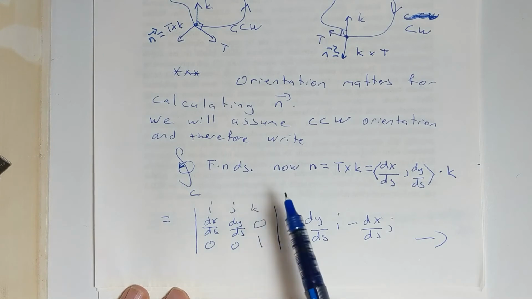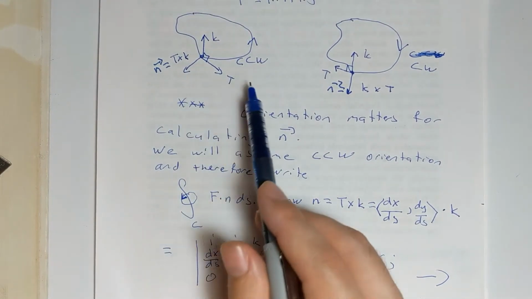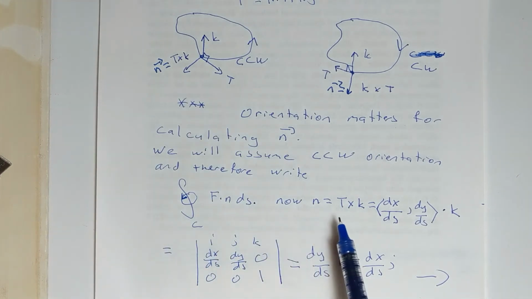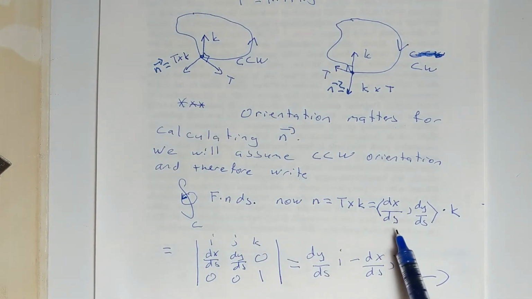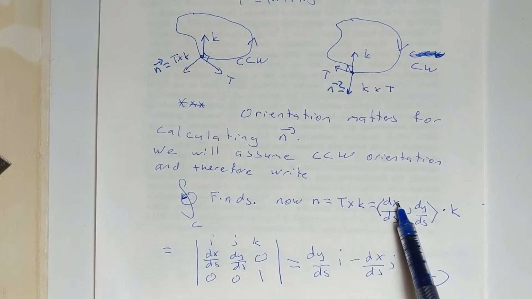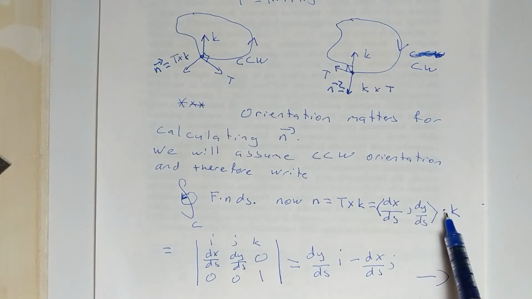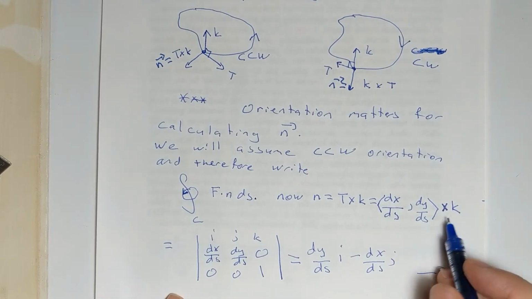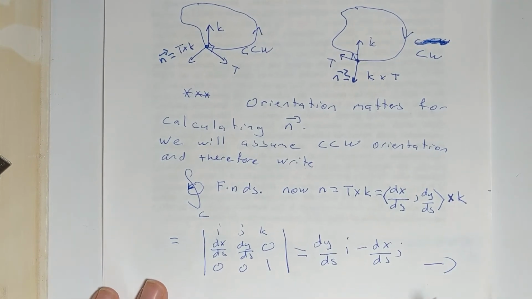So F dot n ds, in that case, because we're doing counterclockwise, n is going to be equal to T cross k. So T is going to be dx/ds, dy/ds. Remember, tangent is the unit vector, so it's dx/ds, the arc length differential, dy/ds, cross product k. That's what we're trying to do.